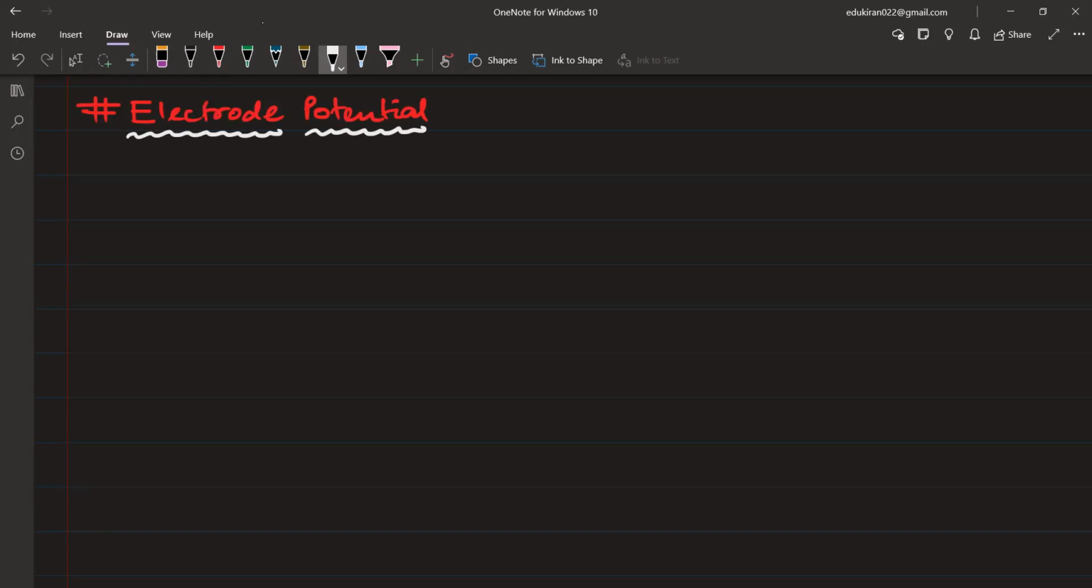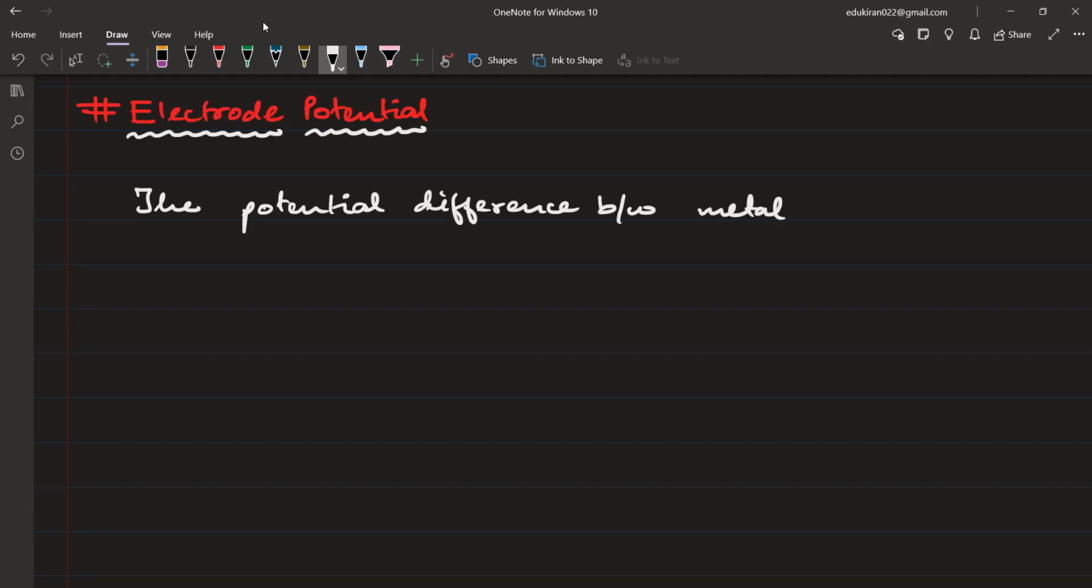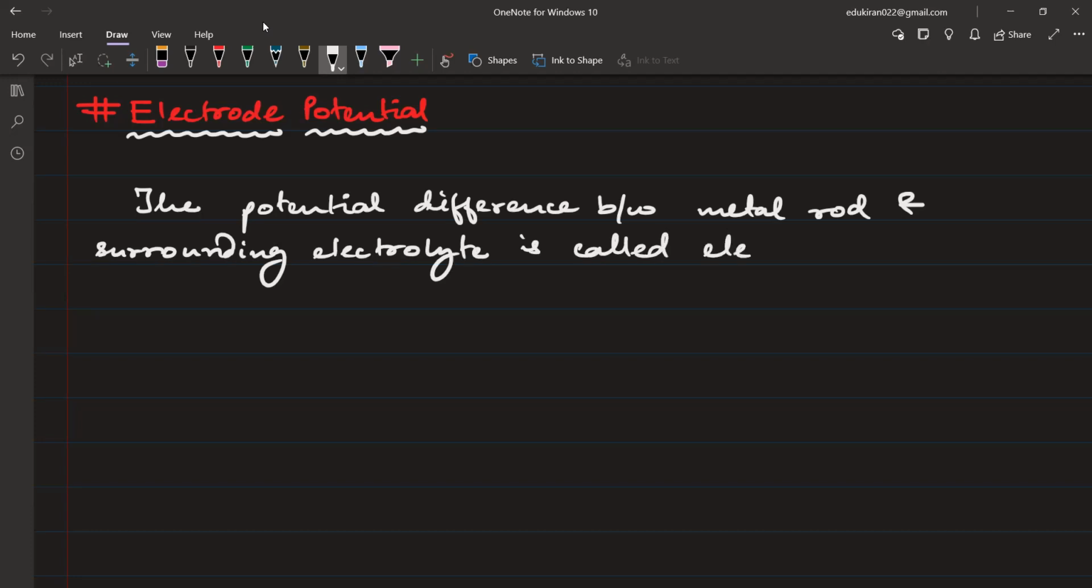The potential difference between the metal rod and the surrounding electrolyte is called electrode potential.